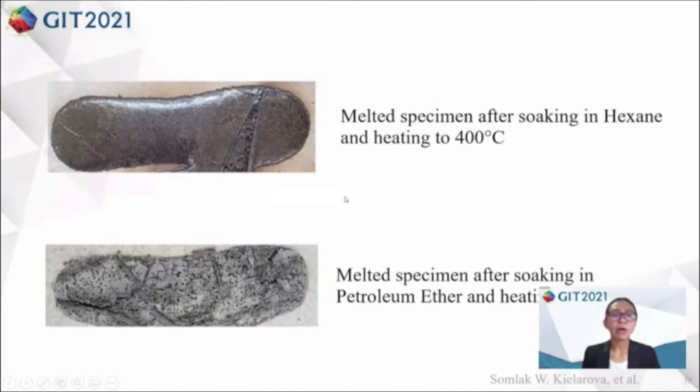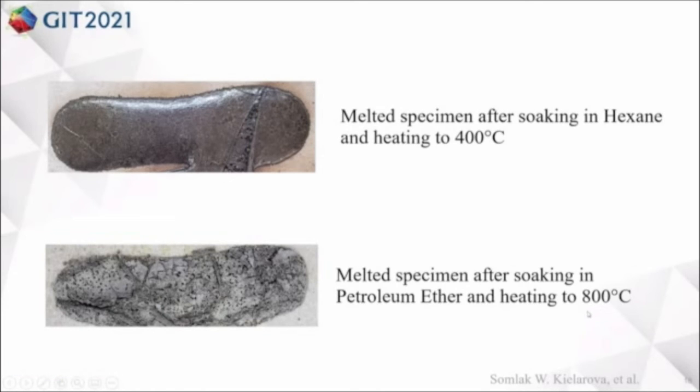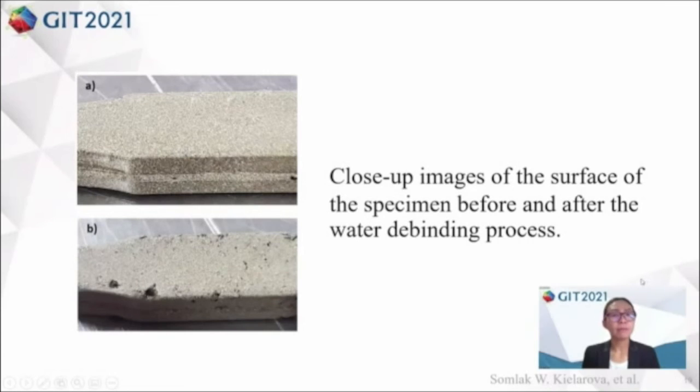And the result is shown on the screen: the specimen melts after soaking in hexane and heating to 400 degrees Celsius. And when we change from hexane to petroleum ether and heat to different degrees, it leads to 800 degrees Celsius. And it's still melting, but something interesting happened. The color of the test piece becomes more gray and more beautiful than when we use hexane. Anyway, we go ahead to the water debinding process.